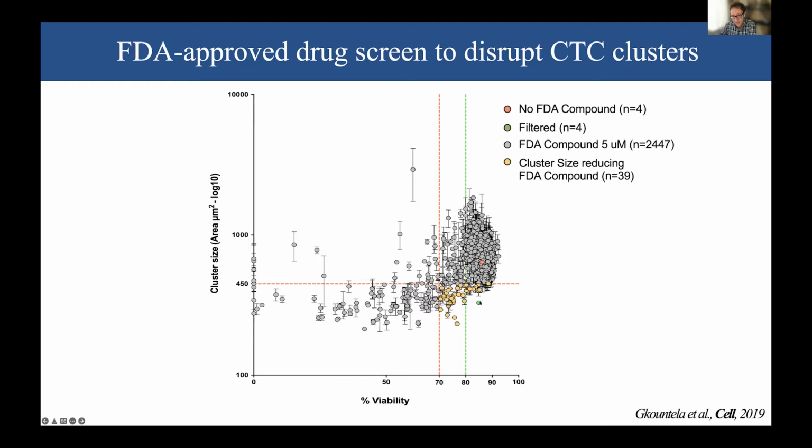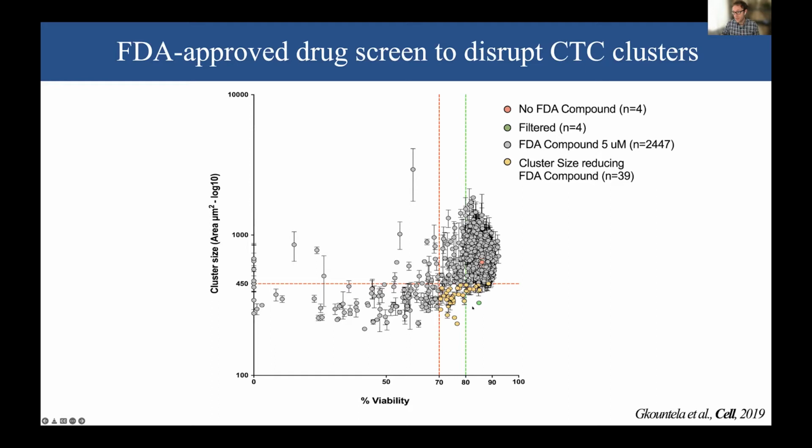We screened all these drugs, and most of them don't do anything to clusters. Some drugs reduce cluster size, and you can see them here, but they also reduce viability. So these are drugs that are killing tumor cells. But what we were really interested in were the yellow dots. These are 39 compounds that, as a side effect, let's say, can dissociate clusters of tumor cells into almost single cells without killing, or with very limited killing capability.